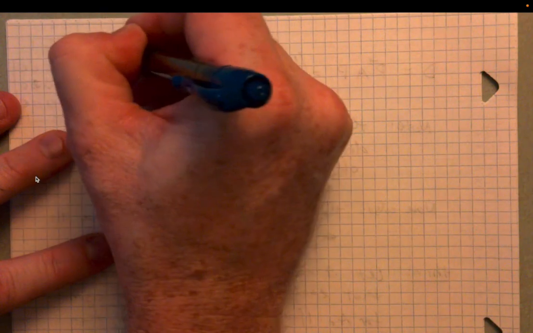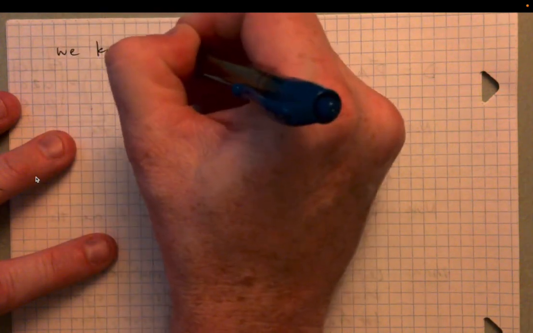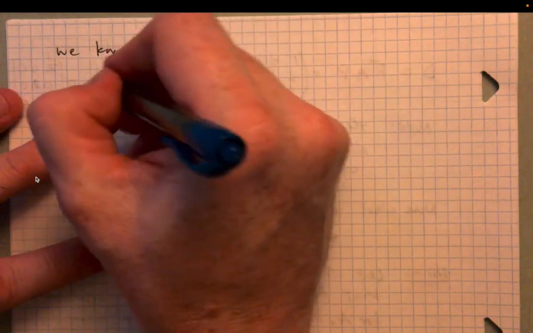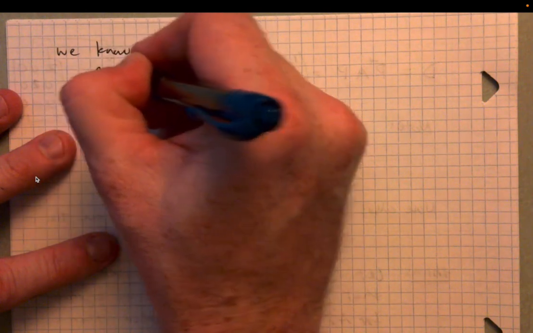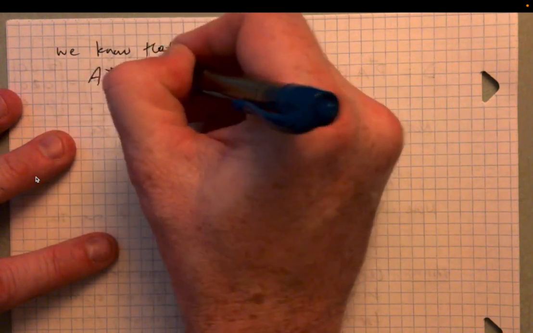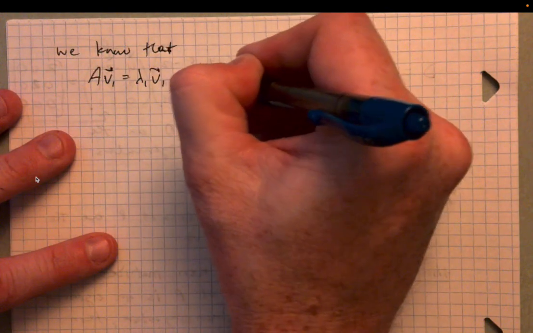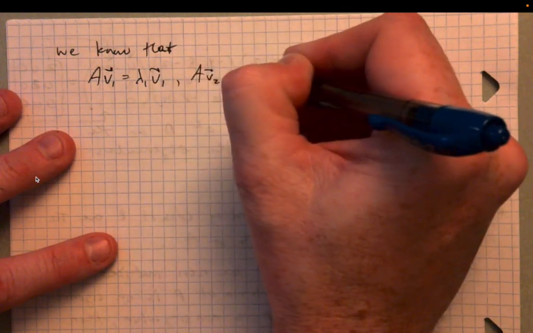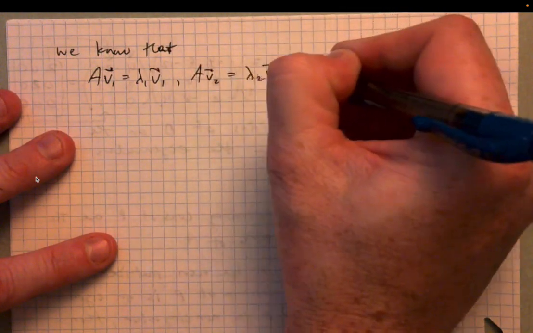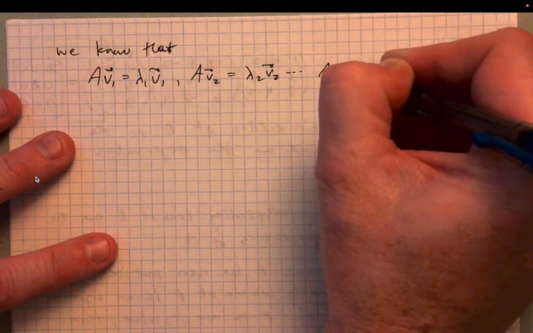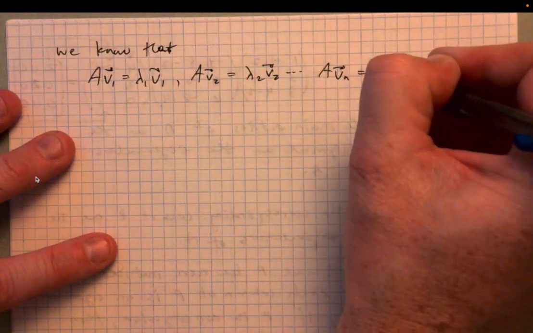So this is P. We're denoting eigenvectors with V, and P is built up of columns of eigenvectors. Okay, and so we know, just by definition, that A times V1 equals lambda 1 times V1, and A times V2 is equal to lambda 2 times V2, ... A times Vn equals lambda n Vn.